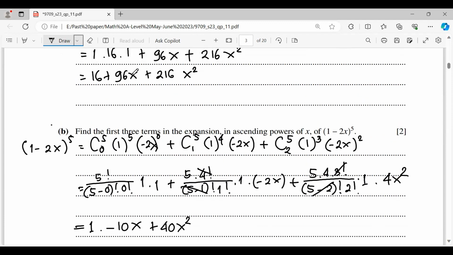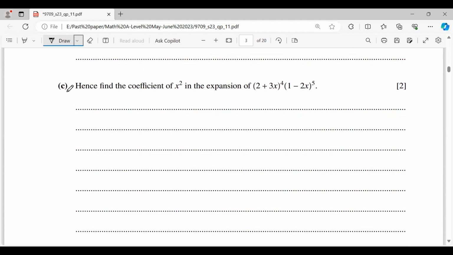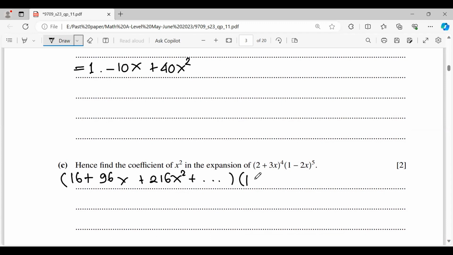16 plus 96x plus 216 x squared. So the expansion is 16 plus 96x plus 216 x squared, and so on, until the fourth term. And then this one, (1 - 2x)^5, is 1 minus 10x plus 40x squared minus, until the fifth term. The first term, second term, third term as well, this one.